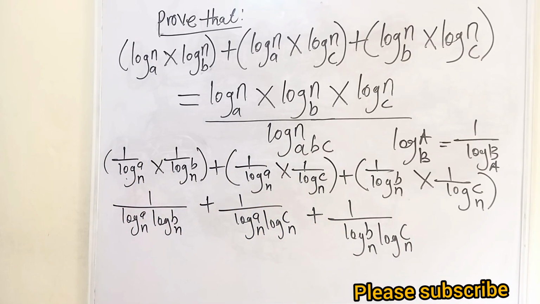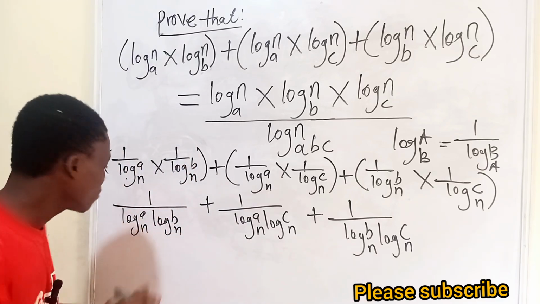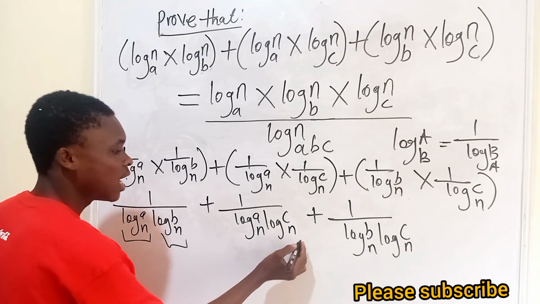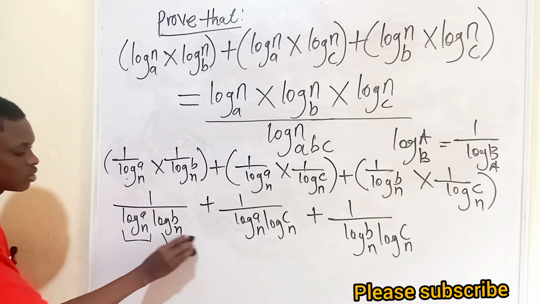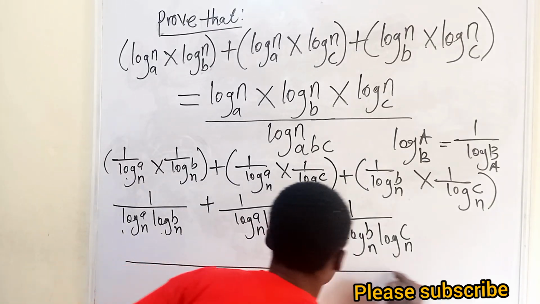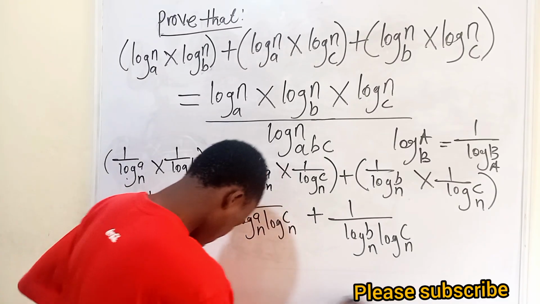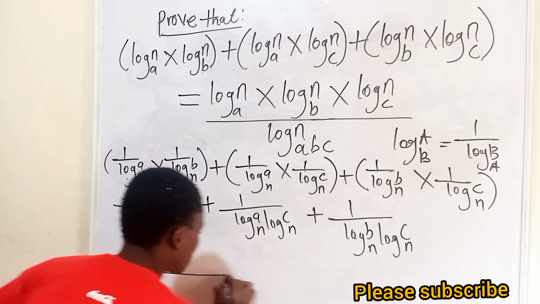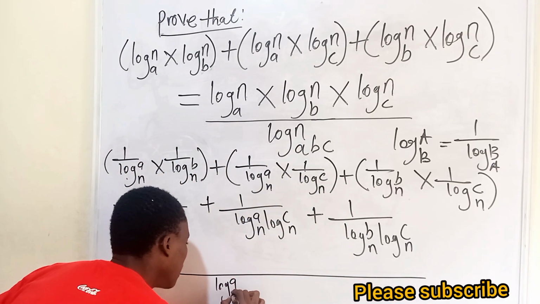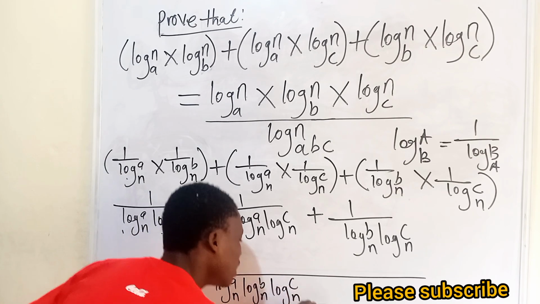All right, so the next thing to do is to look for the LCM. Clearly the LCM is log a base n, log b base n, and log c base n. To find the LCM, we'll rule a line like this, then put the LCM: log a base n log b base n log c base n.